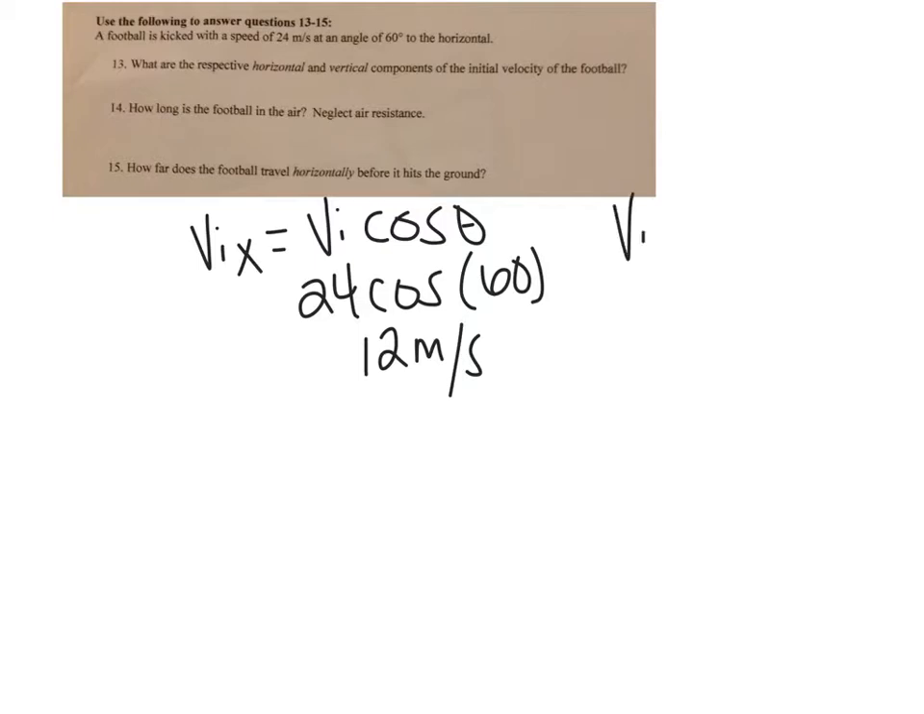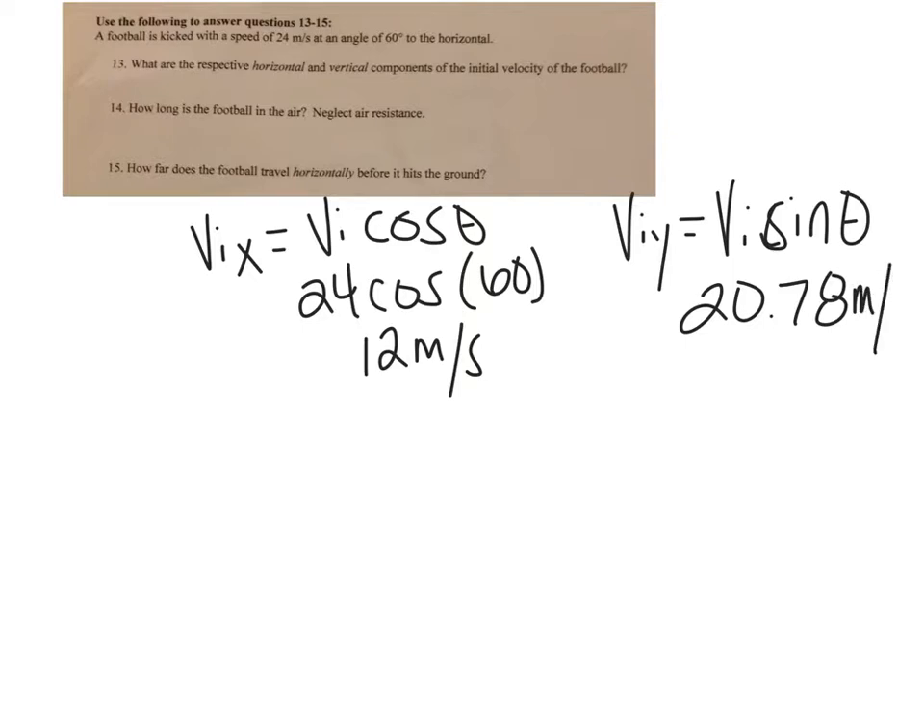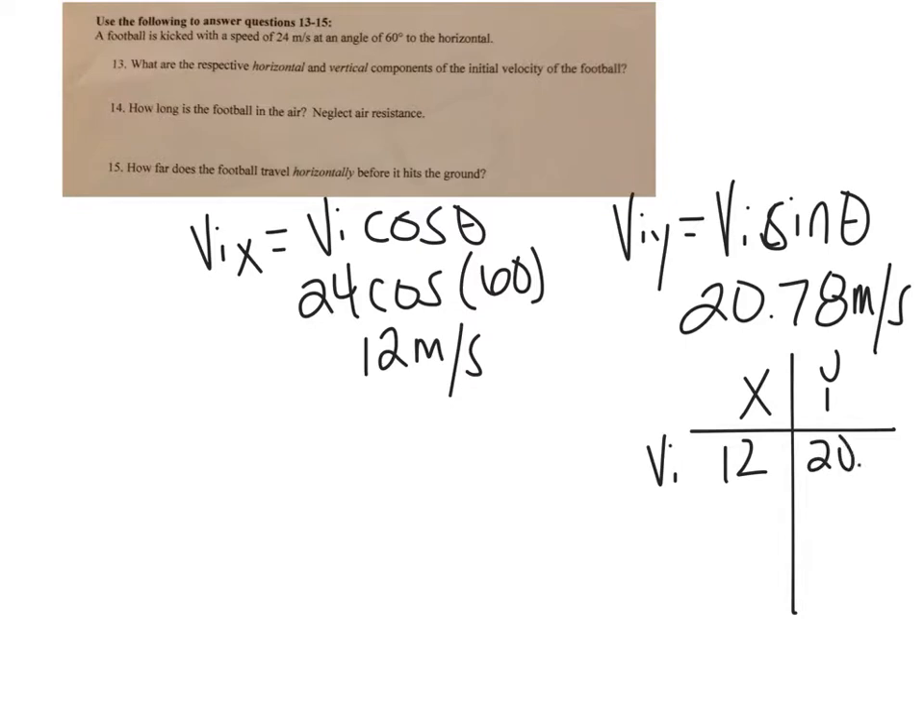And then VIY is going to be VI sine theta. All right, so that's going to be 24 sine 60. That should give you an answer of 20.78. So that's your first step in any of these that are launched at an angle. Those are going to be what you do first. So in your table, your VI are these numbers. So I have 12 and 20.78.